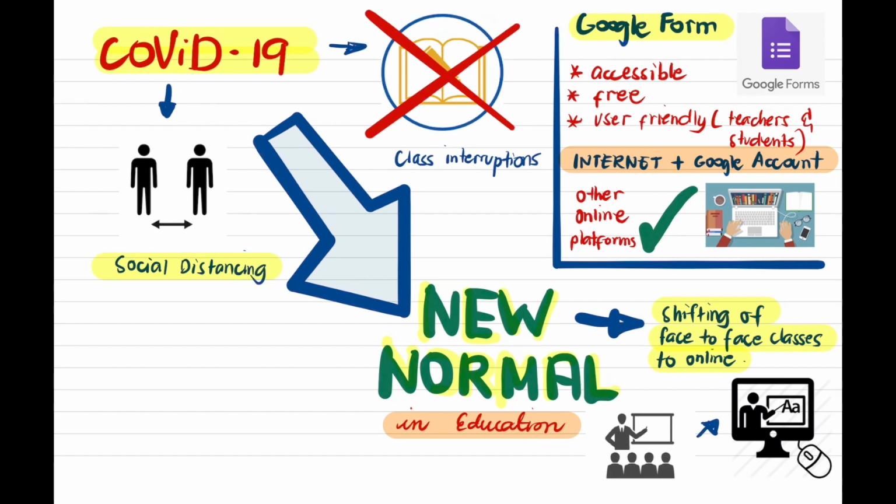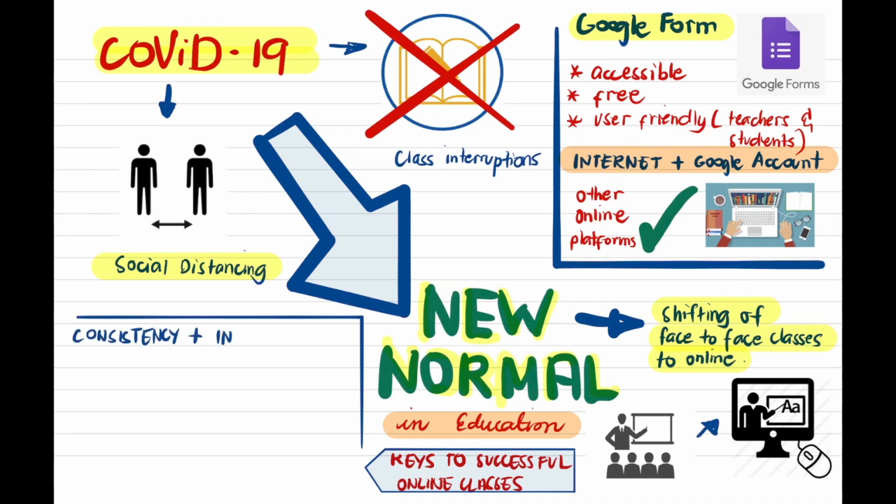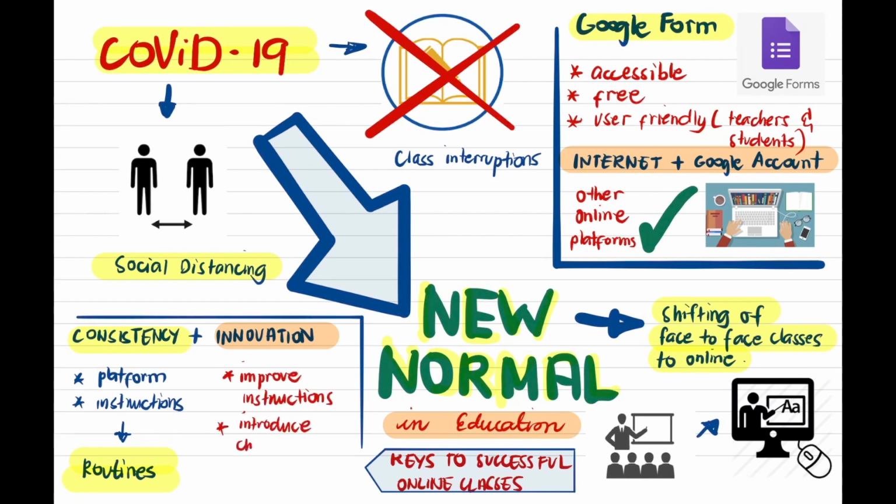I just want to remind every teacher that the keys to successful online classes are number 1, consistency, and number 2, innovations. In consistency, teachers must have a consistent platform to be used and instructions to be given. Students must be able to build routines in your online classes so that there will be a greater assurance that they can successfully accomplish the tasks given to them. In innovations, teachers must be innovative enough to think of other ways on how to improve instructions and on how to introduce changes little by little so that students will not be confused by the changes that will be made.